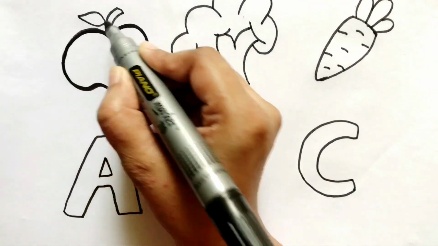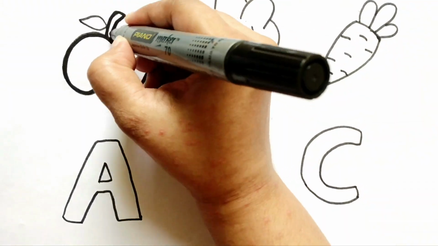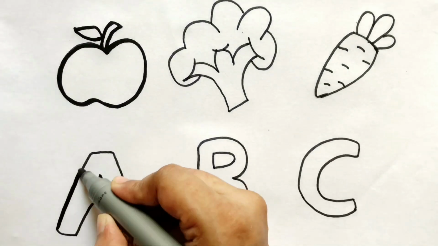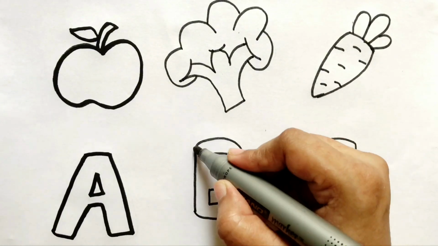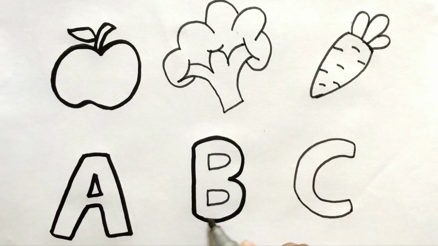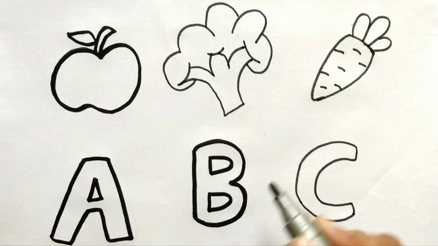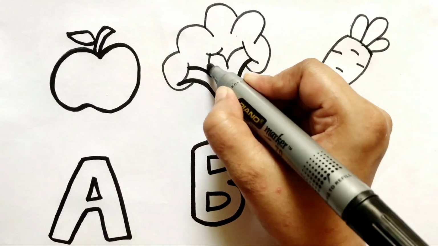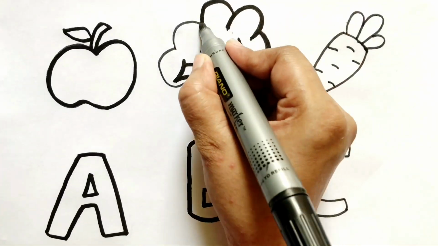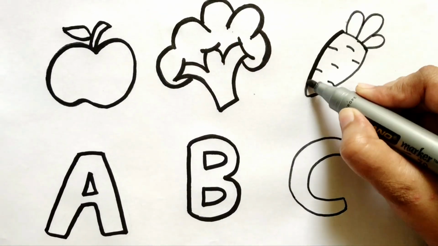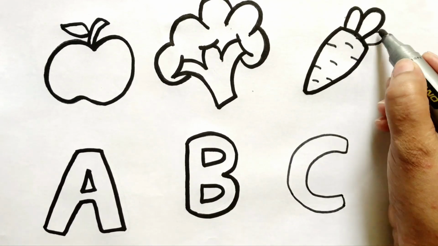A, B, C, D, E, F, G, H, I, J, K, L, M, N, O, P, Q, R, S, T, U, V, W, X, Y, Z. Now I know my ABC. Next time won't you sing with me?